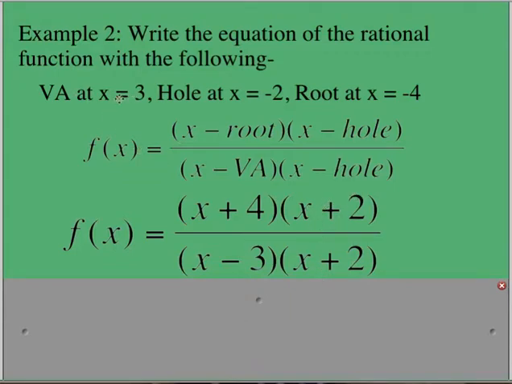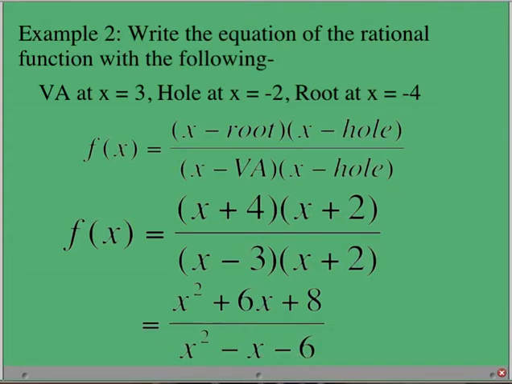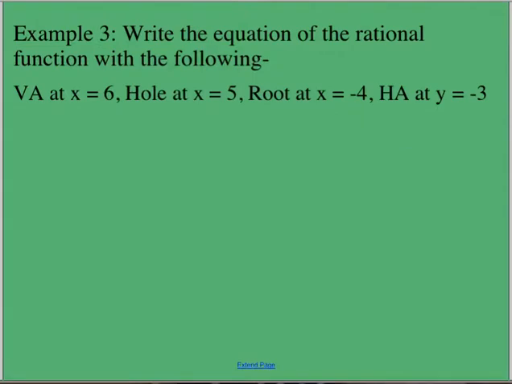And then there was a vertical asymptote at x equals 3, so I'm going to plug in x minus 3. Then box or FOIL those together, and you get x squared plus 6x plus 8 over x squared minus x minus 6. I didn't give you any more information about a horizontal asymptote, so you don't have to do any multiplication with these. And then the third example is to write the equation of a rational function with a vertical asymptote at 6, a hole at 5, a root at -4, and a horizontal asymptote at y equals -3. Try this one on your own following those 3 simple steps and bring it into class on Monday, and we will go over it in class on Monday.